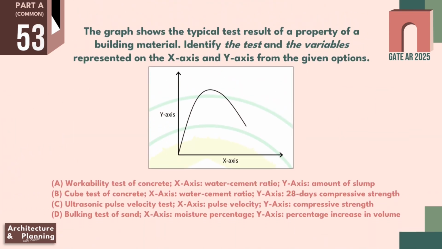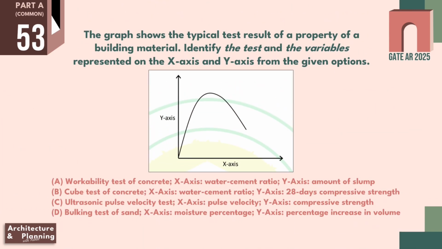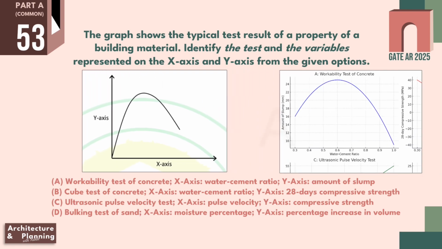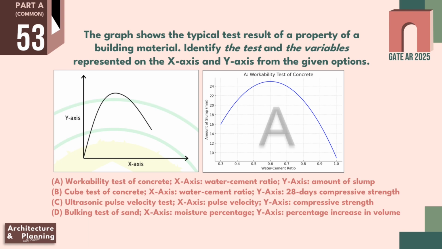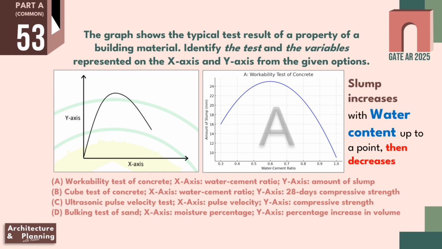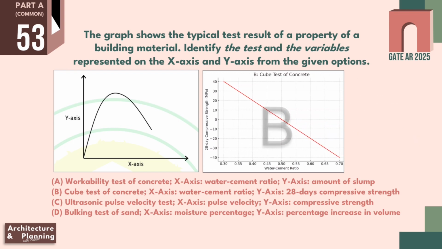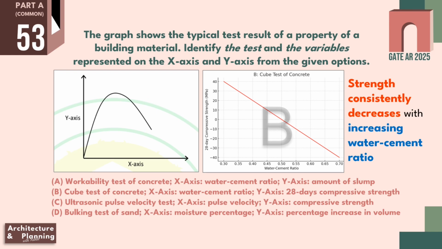Next question is, the graph shows the typical test result of a property of a building material. Identify the test and the variable represented on the x-axis and y-axis from the given options. Let's see the graph of each option one by one. This is the graph of option A, which is very close to the given graph. Here slump is increasing with increase in water content, but only up to a point and then decreases. Moving to the graph of option B, showing the cube test of concrete. Here the strength is consistently decreasing with the increase in water cement ratio and it's not matching with the given graph.